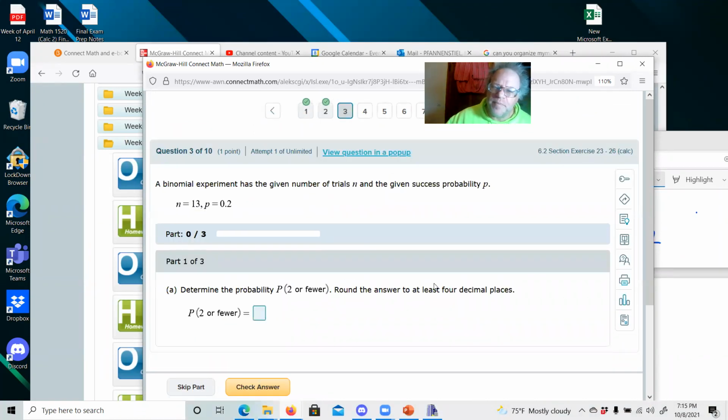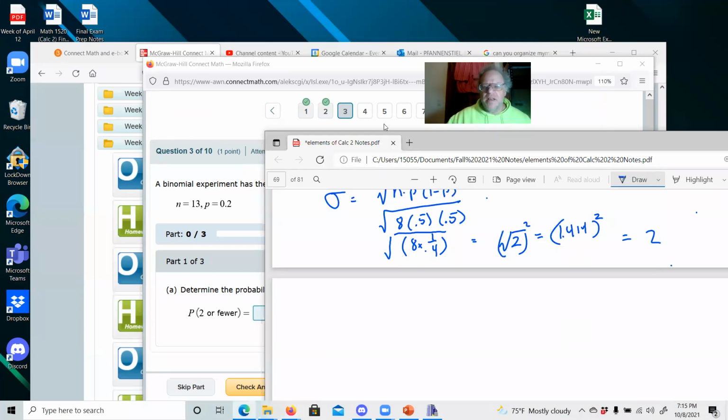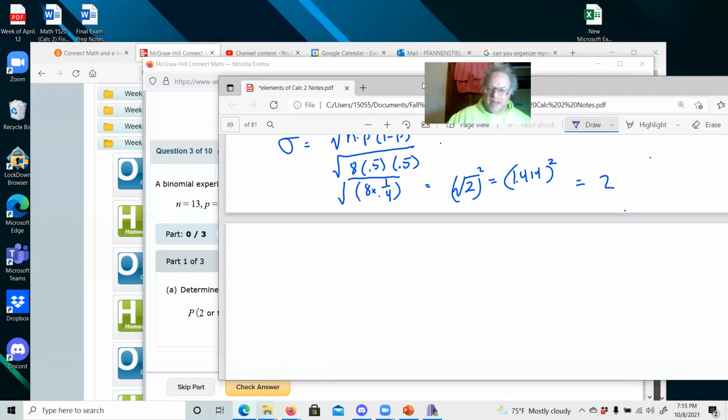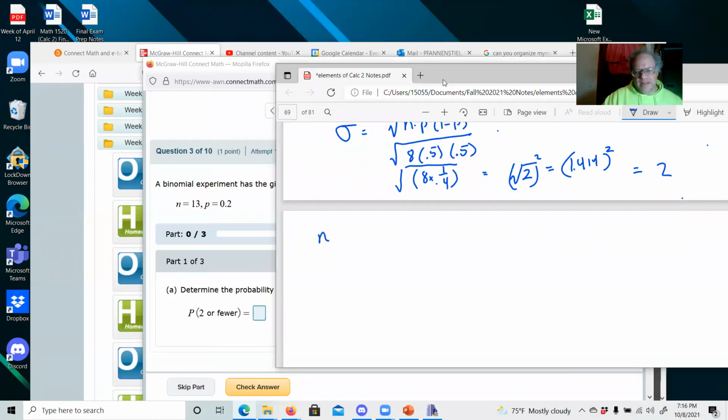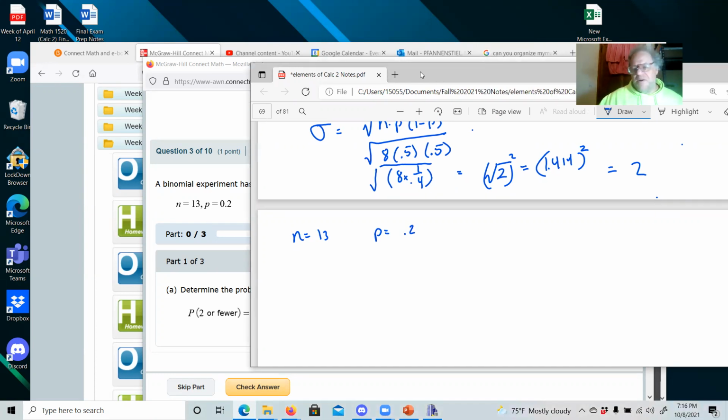All right. Let's see here. All right. 2 or fewer. We could do this one. We'll use the calculator when it actually matters. Okay. So we have n equal to 13. Probability of success, 0.2. Okay. I don't know what this is about, but they always like when it's a word problem. But they want to know what's the probability that x is less than or equal to 2, right? 2 or fewer. That's what this means.